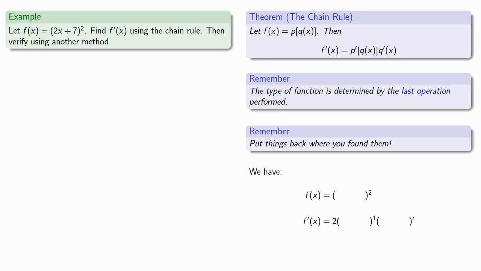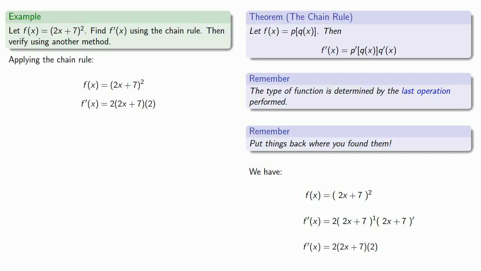And now we invoke our kindergarten rule, put things back where you found them. Originally in this, we had 2x plus 7. So every place we see the box, we'll write 2x plus 7. Now this does leave us with some unfinished business. We have the derivative of 2x plus 7, so we find that derivative and simplify the algebra to get our derivative according to the chain rule.